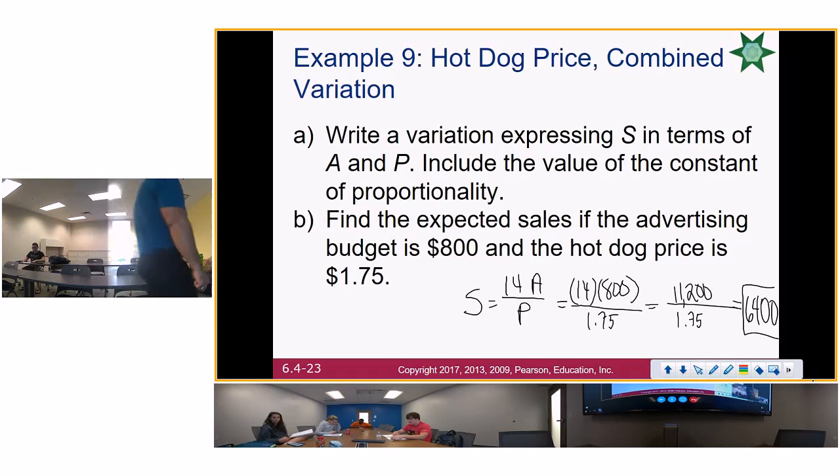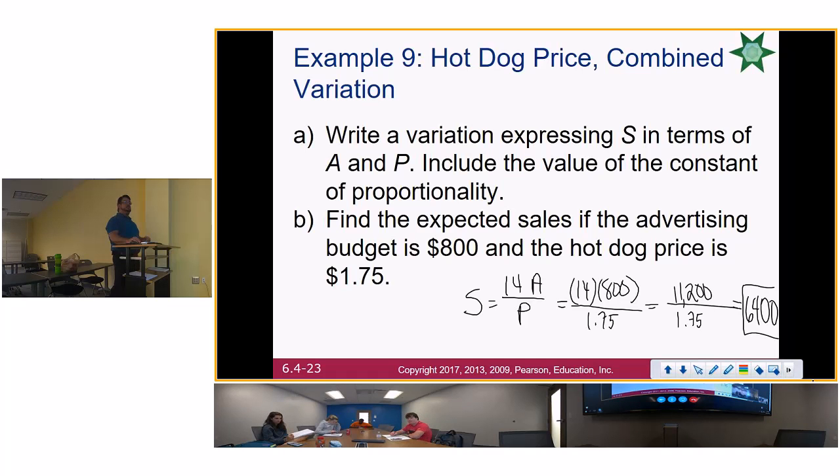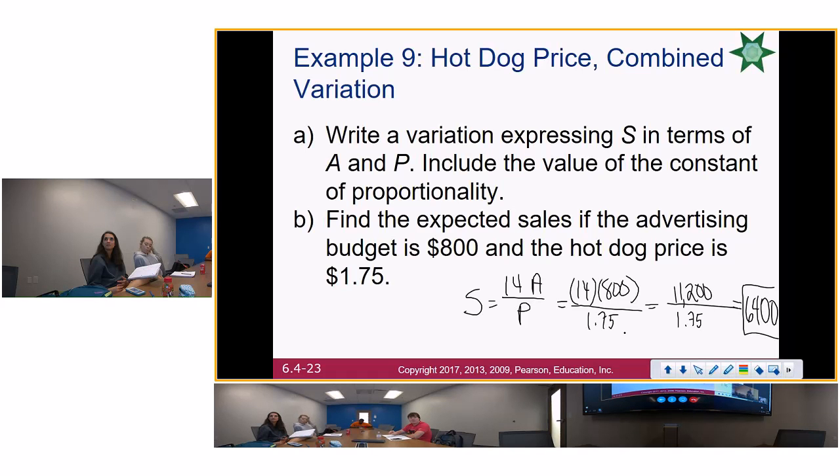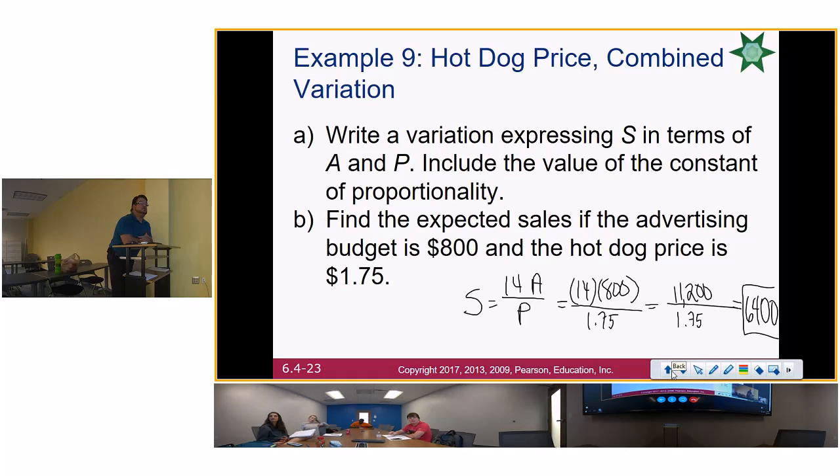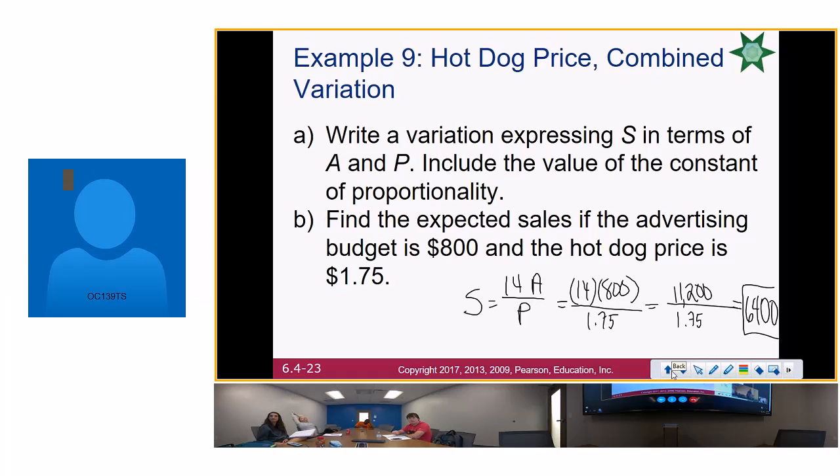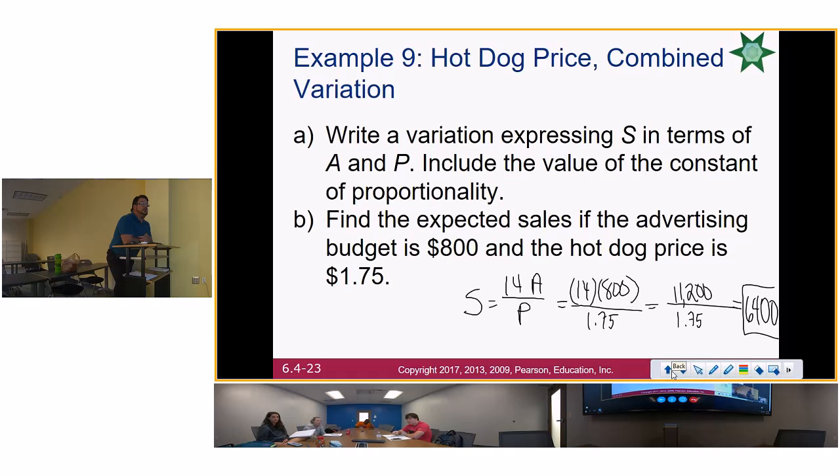I don't know what they're asking. I think they're asking, find the expected sales. Okay, expected sales. So that doesn't mean profit. It just means how much you sold. Now you could find how many hot dogs you sold by taking $1.75 and dividing it into 6,400 probably. I don't think we need to.